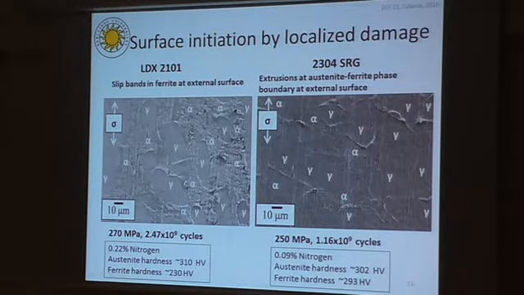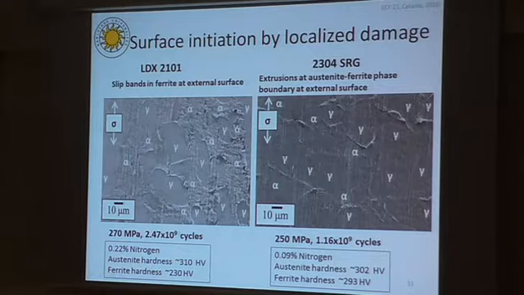For the hot-rolled plate duplex stainless steel grades, fatigue crack initiation occurred due to accumulation of damage on the external surfaces of the specimens. For example, for the LDX 2101 grade, fatigue damage accumulation in the form of slip bands occurred mainly in the ferrite phase. There were some individual slip lines that could be observed in the austenite phase as well, but otherwise the austenite grains were virtually damage free.